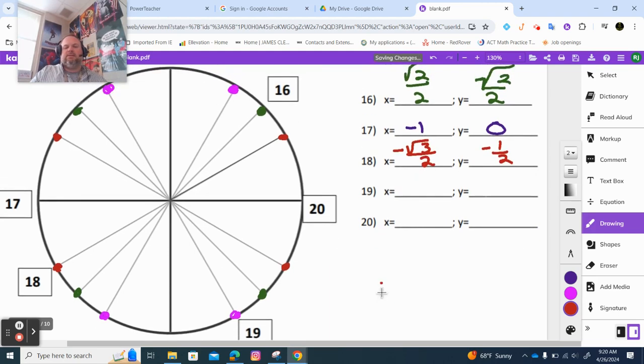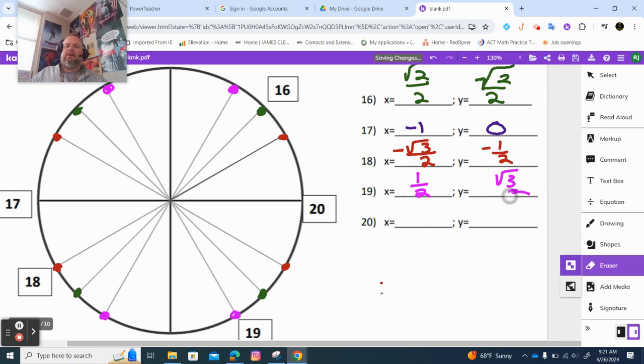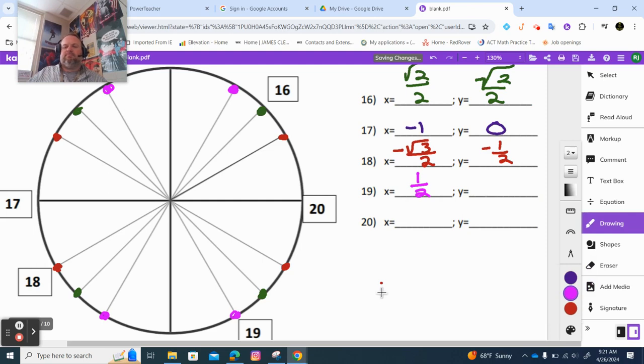19. Okay. It's one of the pinks. And all the pinks have some type of x. This one's positive. So positive 1/2. And then a negative root 3 over 2. And then this one is 1 and 0.